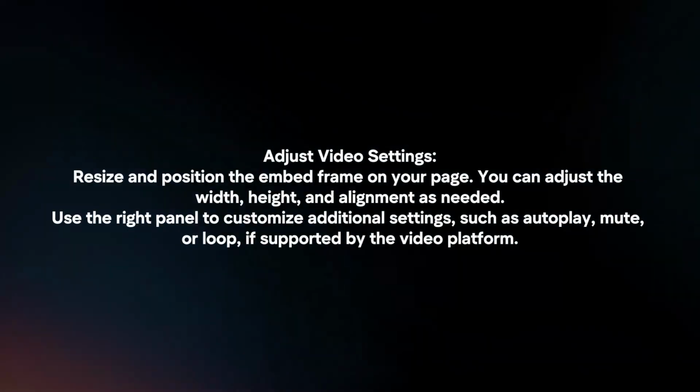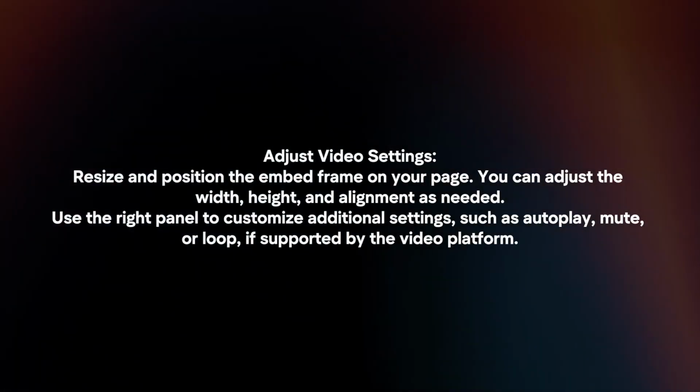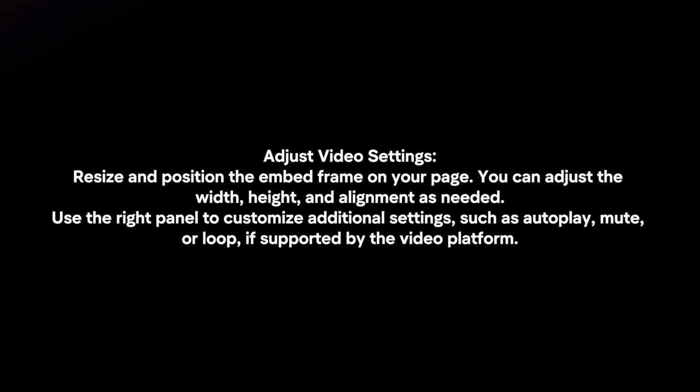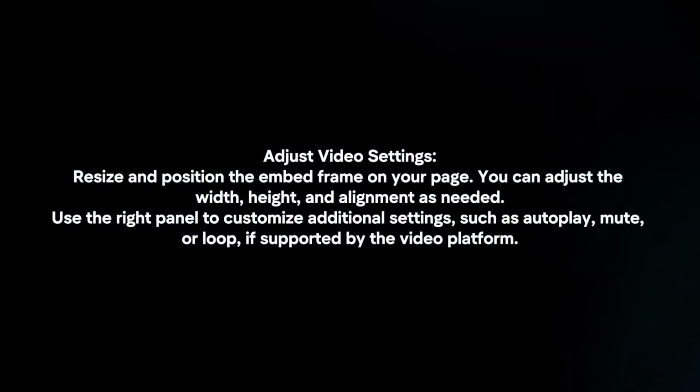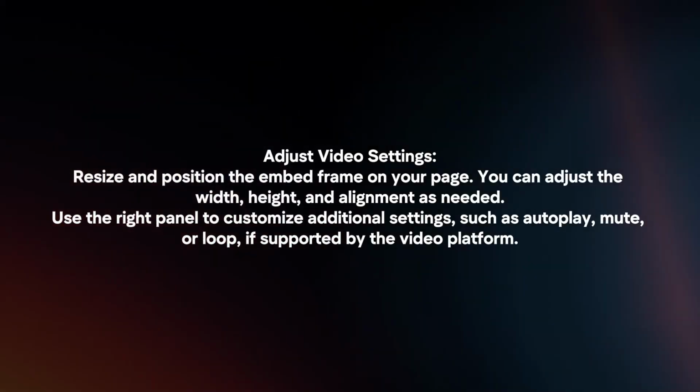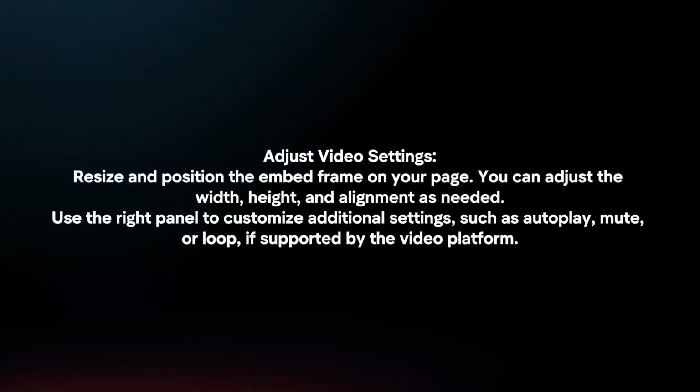Adjust video settings. Resize and position the embed frame on your page. You can adjust the width, height, and alignment as needed. Use the right panel to customize additional settings such as autoplay, mute, or loop if supported by the video platform.